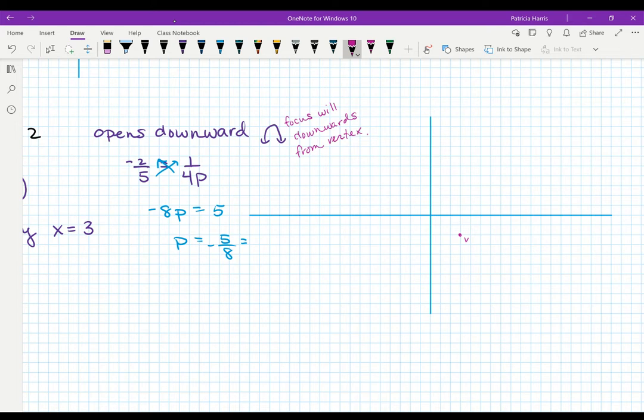Okay, so I'm going to count 5/8, which is like literally a little bit over half. So my focus is right here. Okay, focus. And then I'm going to go, directrix is going to be up. And again, this is going to be kind of a rough graph because you're dealing with fractions. Okay, there's my directrix. And I'm going to show you how to accurately find those.